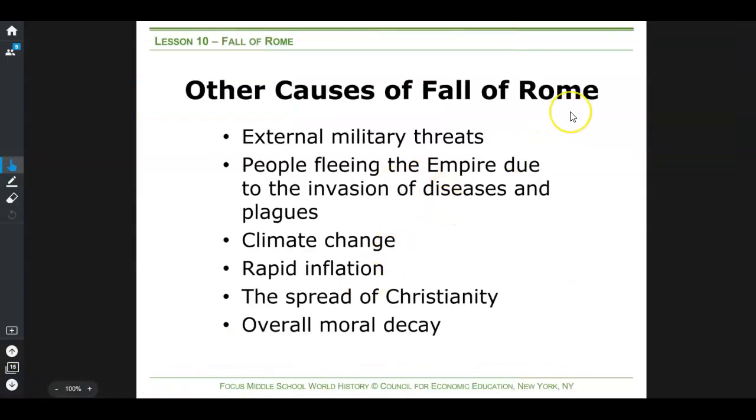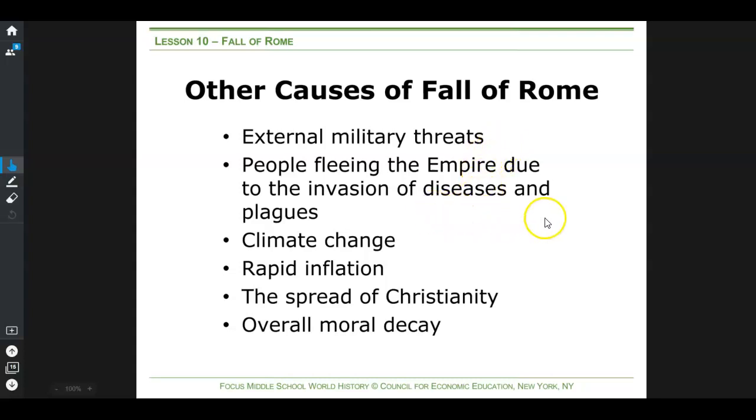Other causes of the fall of Rome, which are often brought up by historians, and you'll explore some of these later this week. External military threats from Rome being in a constant state of conflict. As it's trying to expand its empire, it's always in battle trying to conquer other lands, to take them over, to expand its boundaries. And then you have people from the outside constantly attacking, trying to reclaim land and trying to push the boundaries of the Roman Empire back.